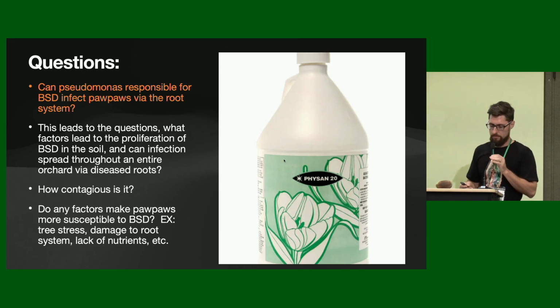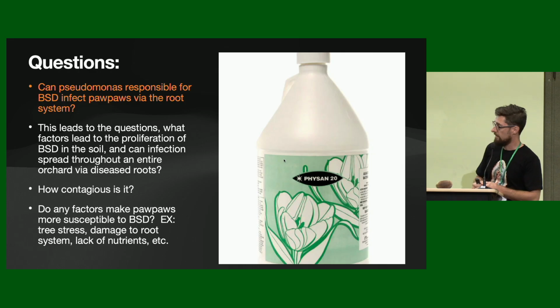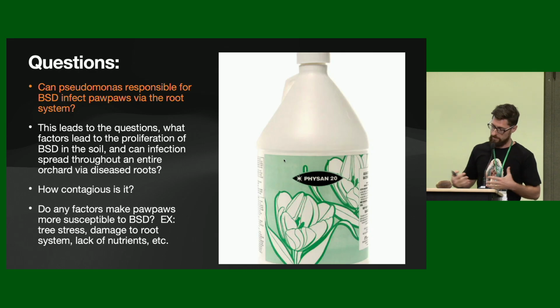And can Pseudomonas responsible for BSD infect pawpaws via the root system? Okay, this leads to the questions: what factors lead to the proliferation of BSD in the soil? And can infection spread through an entire orchard via diseased roots? How contagious is it? Do any factors make pawpaws more susceptible? Tree stress, damage to root systems, lack of nutrients, etc.